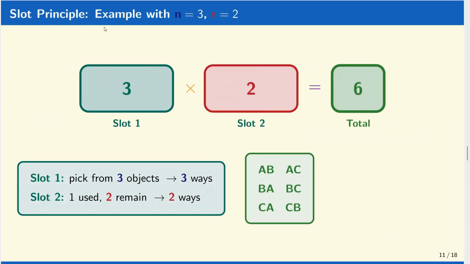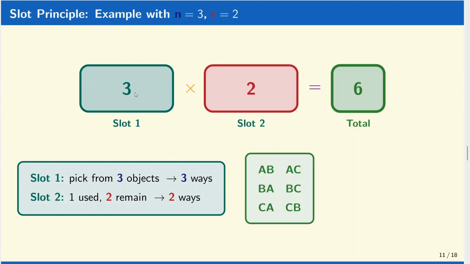We'll use the slot principle with n equal to 3 and r equal to 2. This means we have 3 objects in total, and we want to fill exactly 2 slots. Look at the visual equation on the screen. The blue box represents slot 1. Since we have 3 objects, we put the number 3 in that box. Then we multiply that by the pink box, which represents slot 2.